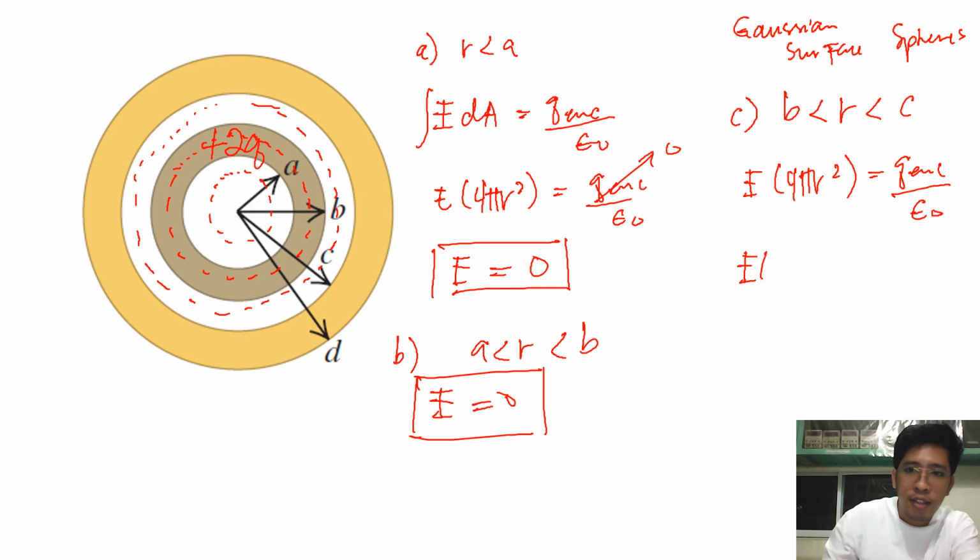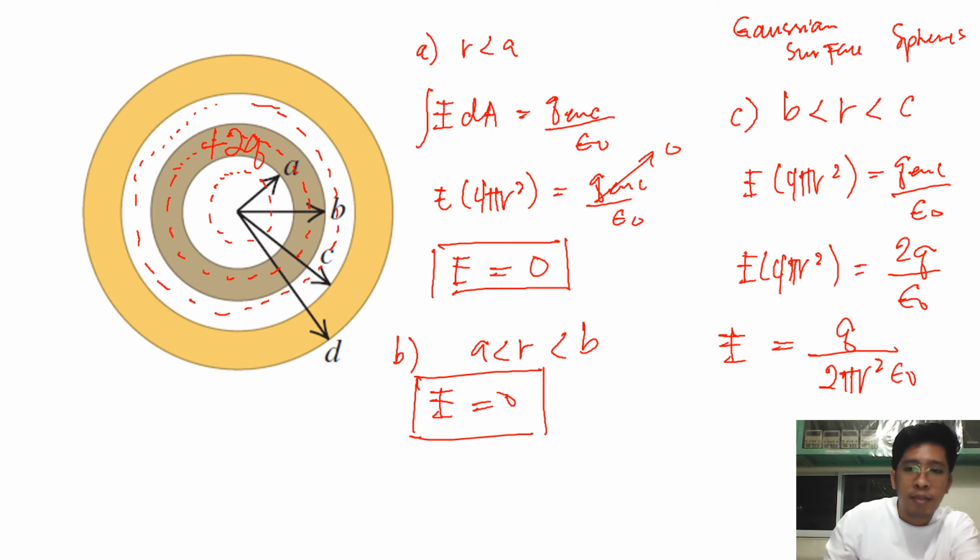So you have E times 4 pi r squared equals 2Q over epsilon naught, or your electric field E is equal to Q over 2 pi epsilon naught r squared. So that is your electric field at b is less than r is less than c.